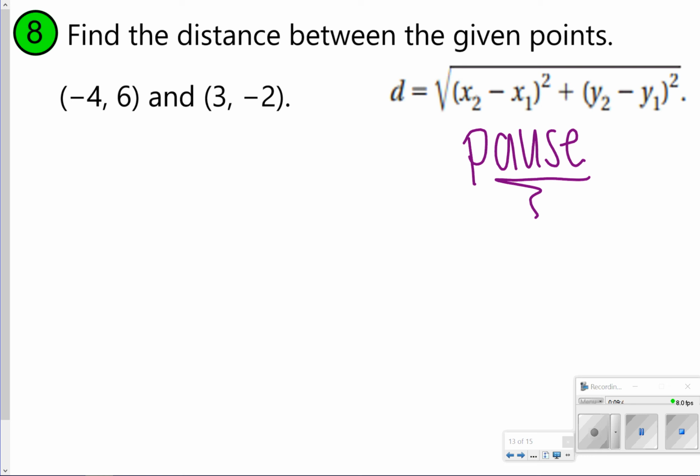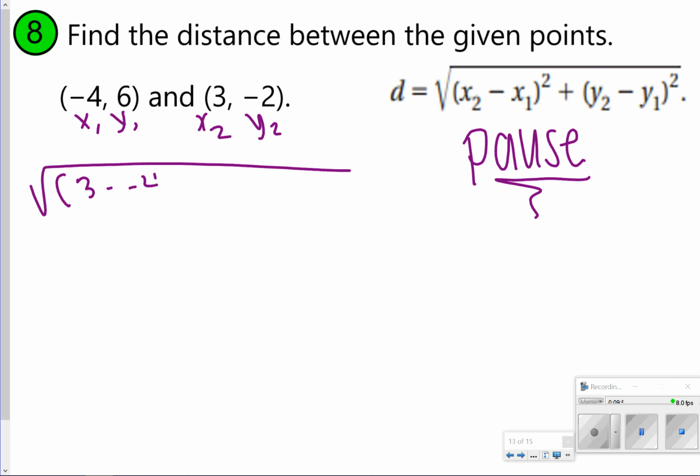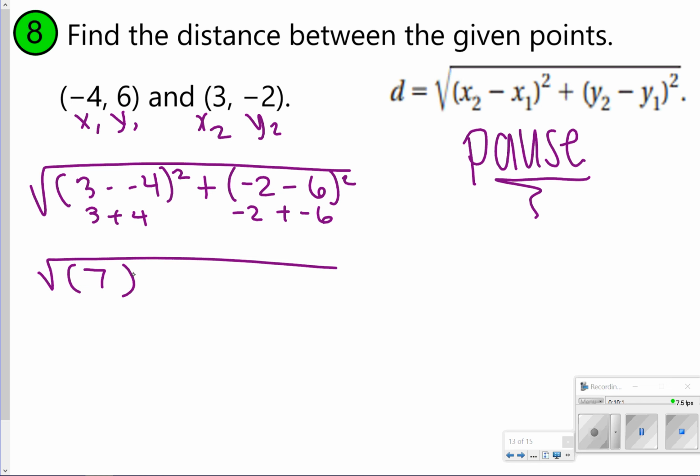Alright, we said negative 4 was x1, y1 was 6, and x2, y2. So we'll have x2 minus x1 first. So 3 minus negative 4 first, squared, plus y2 minus y1, negative 2 minus 6 squared. Remember your keep, change, 3 plus positive 4, negative 2 plus negative 6. 3 plus positive 4 is 7, so 7 squared. Negative 2 plus negative 6 is negative 8 squared.